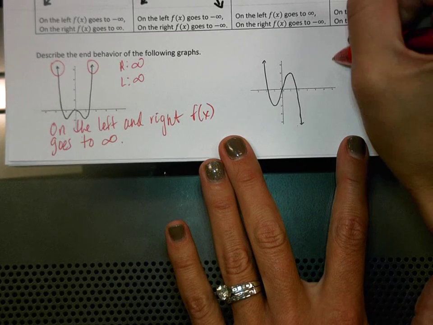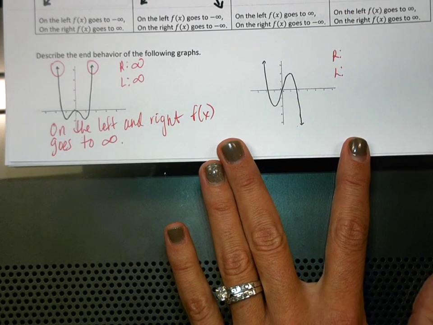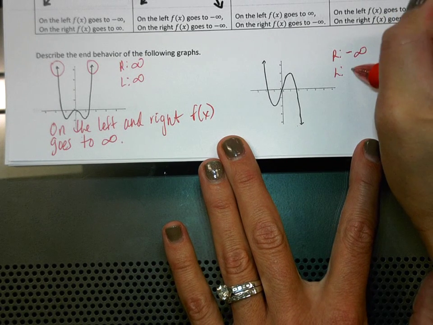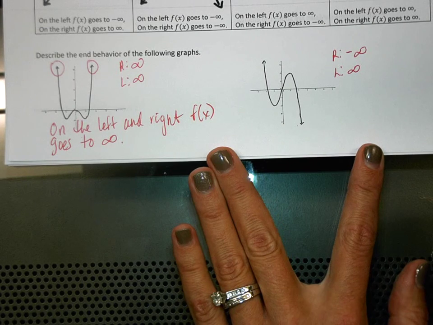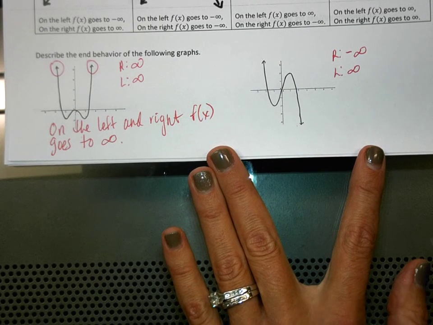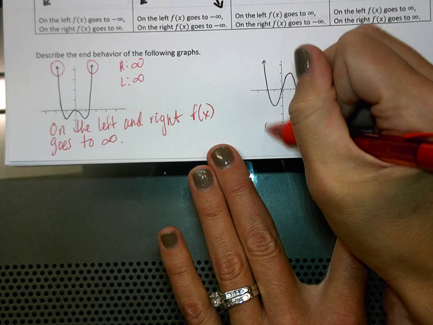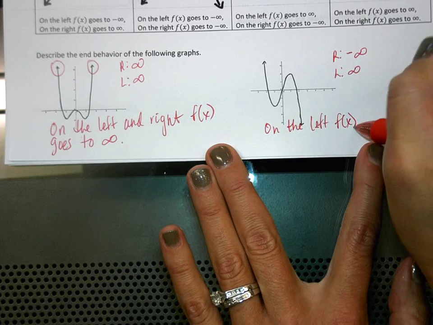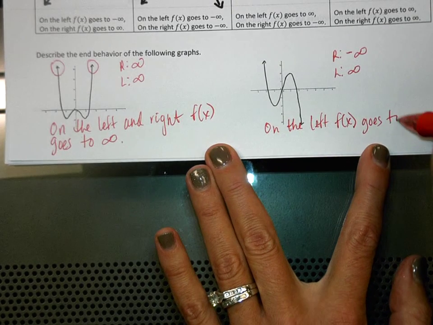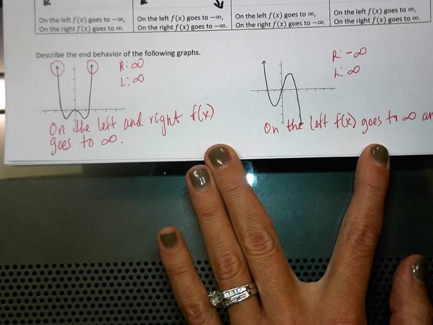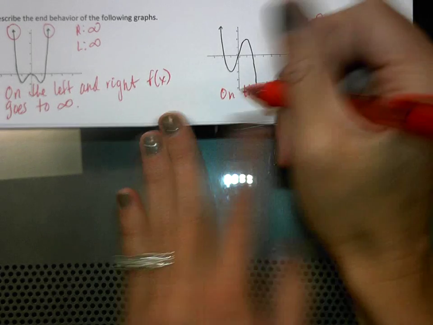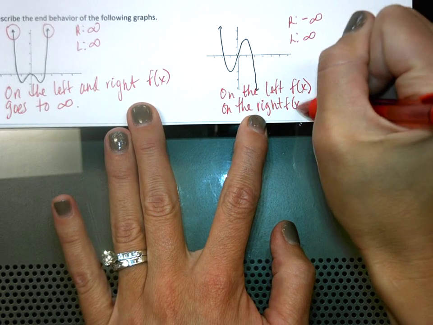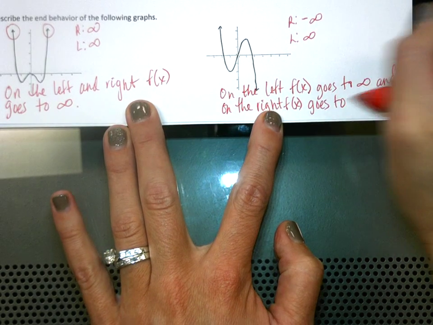Okay, over here. What is happening on the right and what is happening on the left? Good. Right is negative infinity, and on the left side it's infinity. So this one I have to write as two separate pieces of information. I'm going to write on the left, f of x goes to infinity, and on the right, f of x goes to negative infinity.